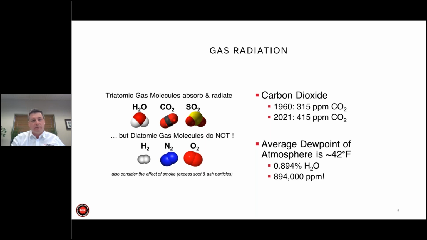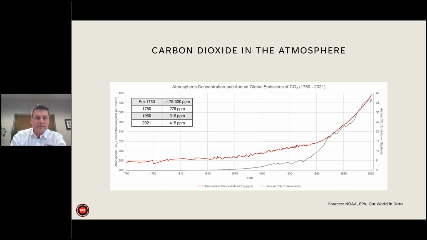If you talk about carbon dioxide, there's about 415 ppm of carbon dioxide in the atmosphere. On any given day around the world, there's 894,000 ppm of water vapor in the atmosphere. But we're all very worried about carbon dioxide. And why is that? Well, over the last 250 or so years, since the start of the Industrial Revolution, it's been proven by taking Antarctic ice core samples that the level of carbon dioxide in the atmosphere has increased. It's been pretty well proven, and the evidence is just there.